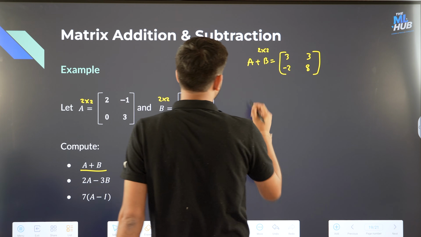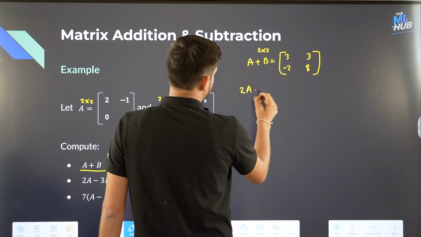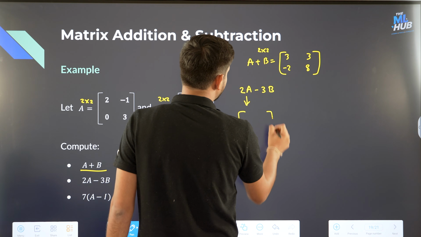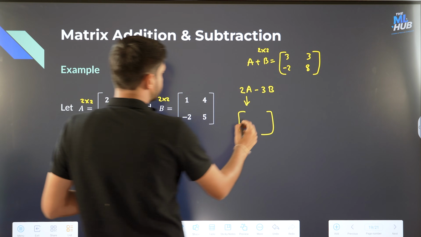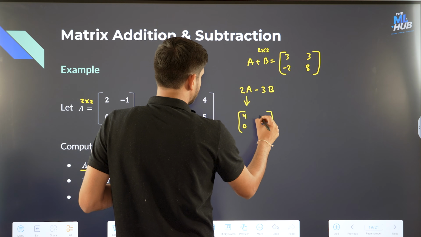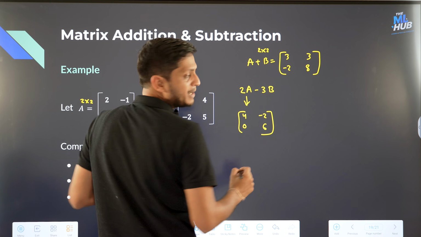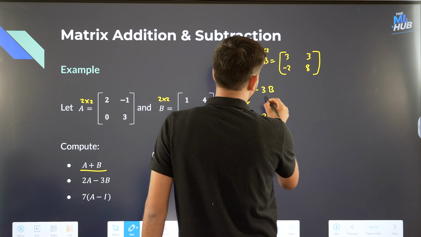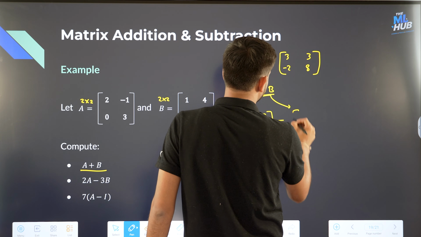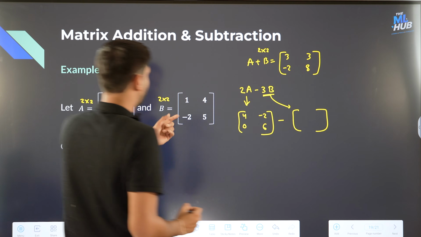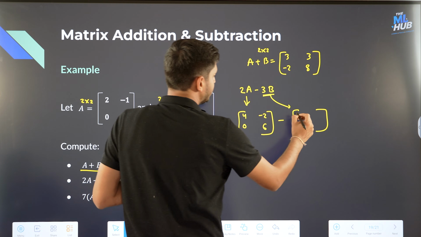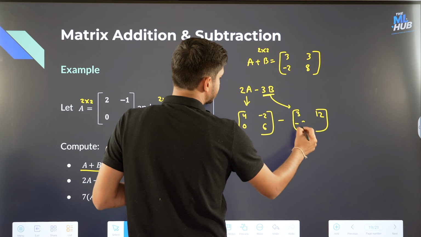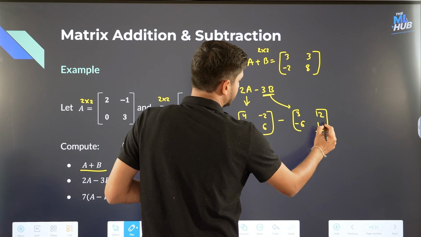Next is 2A minus 3B. Firstly you will have to compute 2A. 2A is a matrix where every element is multiplied by 2. So it will become 4, 0, minus 2 and 6. Every value is multiplied by 2. And then you have minus 3B. So let's compute 3B. 3B means every value is multiplied by 3. So you will have 3 1s are 3, 3 4s are 12. Then 3 times minus 2 is minus 6. 3 times 5 is 15.